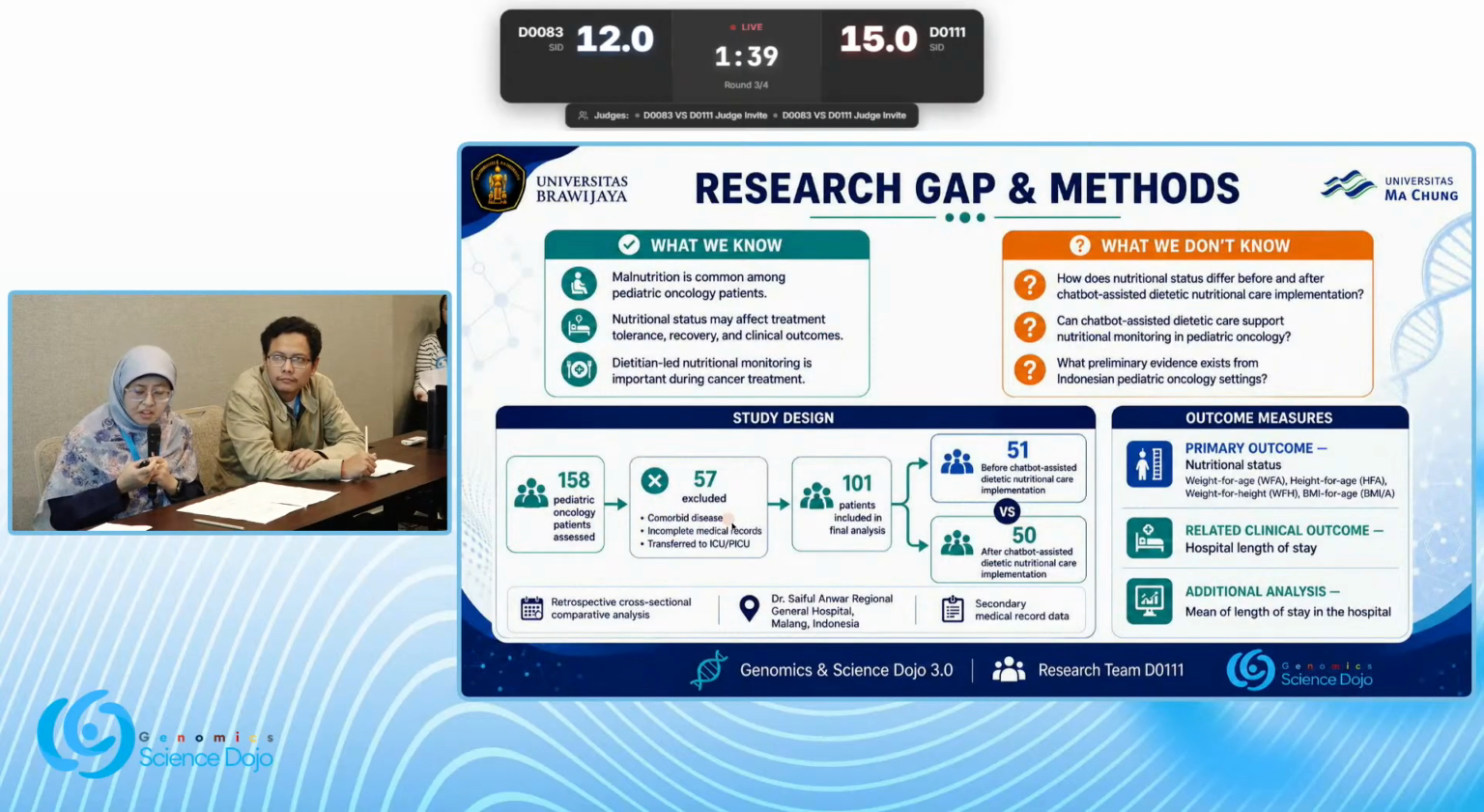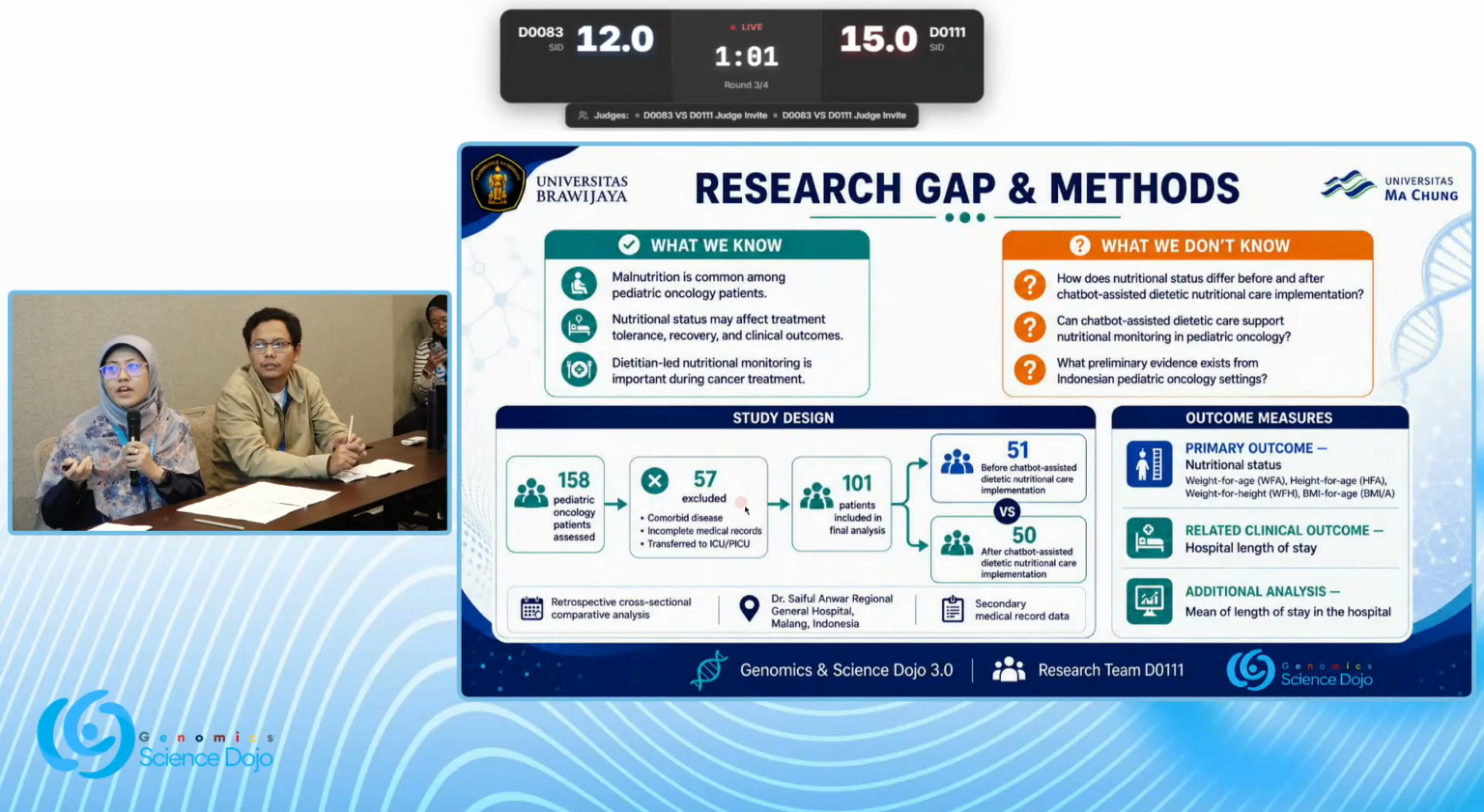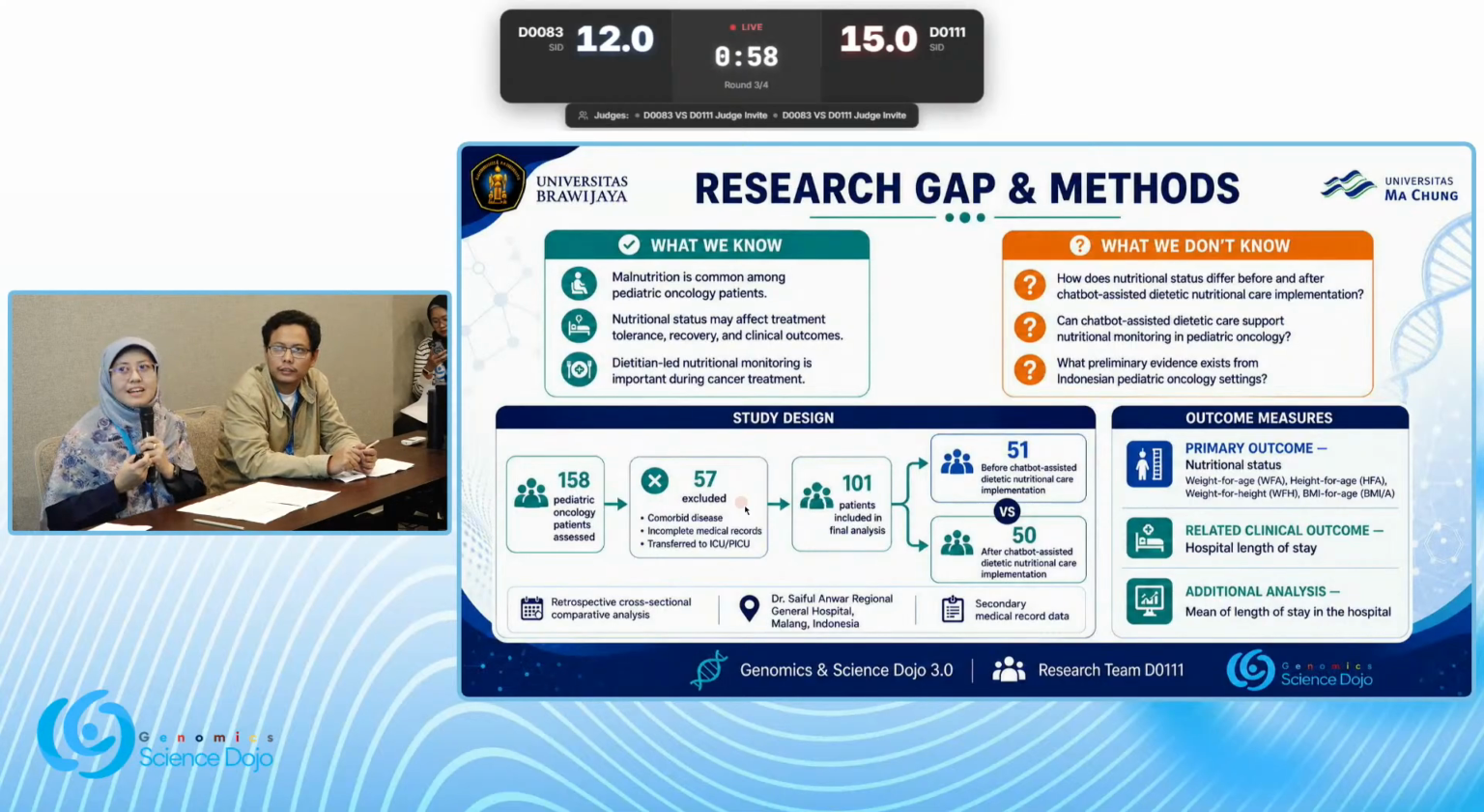Next, please. So this is the research gap here. We used medical records from Saiful Anwar General Hospital, and initially we had 158, and finally we analyzed 101 medical records of patients over 2 months. The first month had 51, and the second month 50. What we assessed as the primary outcome was the nutrition status: weight for age, height for age, weight for height, and BMI for age. We also assessed a related clinical outcome, which was hospital length of stay.